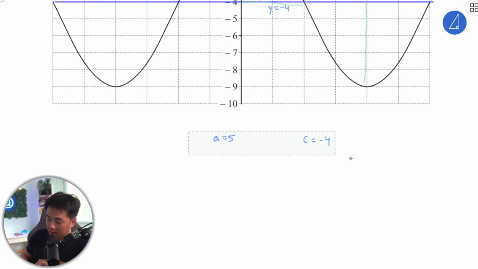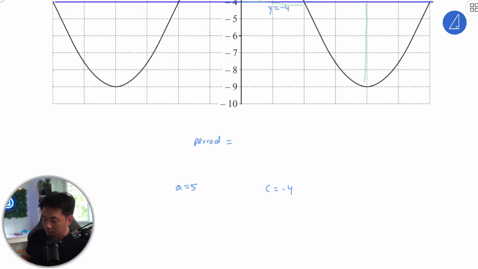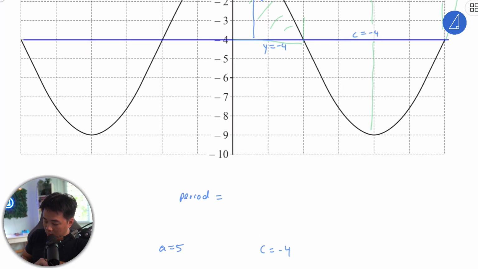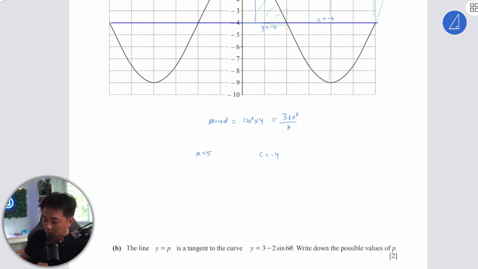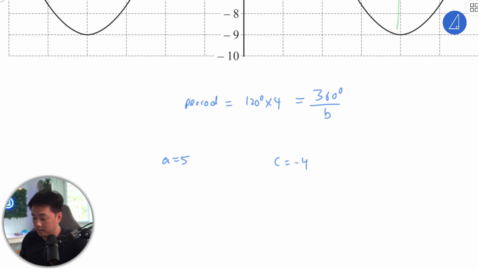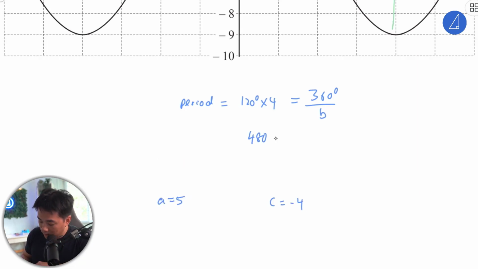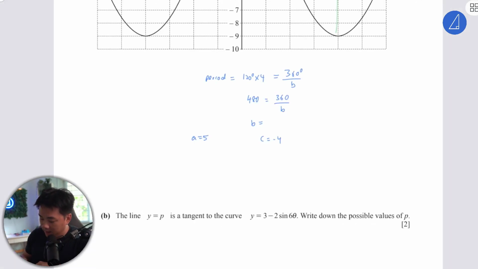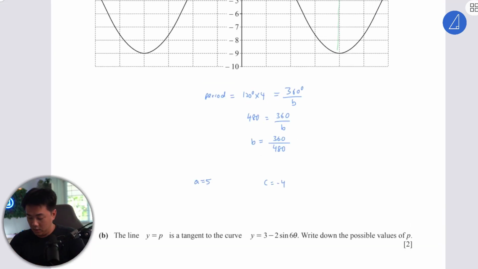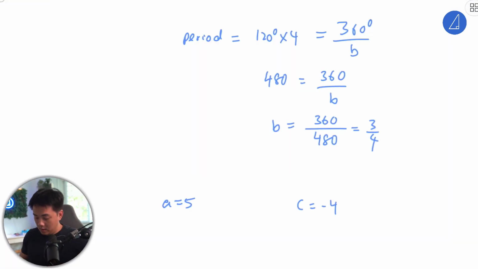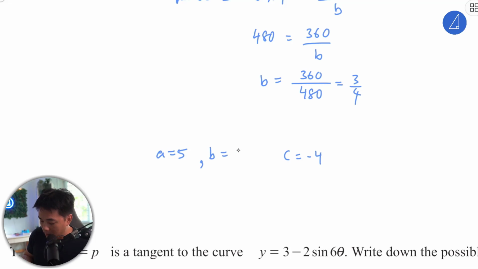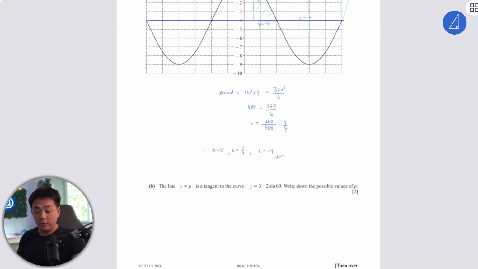So just write that down. From here, what I know is that the period is 120 multiplied by 4, which is 360 divided by b. So we solve this and we can get out b, right? This will be 480, which equals 360 divided by b. So b is actually 360 divided by 480. There you go. 360 divided by 480 will be 3/4. So b will just be 3/4. So that's how I do this question here proficiently.